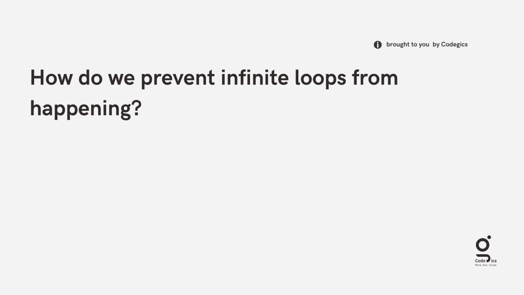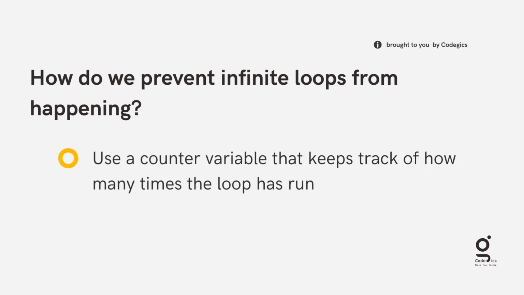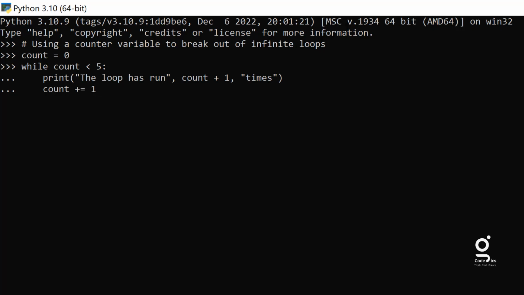Another way to avoid infinite loops is to use a counter variable that keeps track of how many times the loop has run. You can set a maximum number of times the loop should run and break out of the loop if that limit is reached. In this example, we're using a counter variable count that starts at 0 and increments by 1 in each iteration of the loop. We're also checking that count is less than 5 before executing the loop body. Once count reaches 5, the loop will exit.